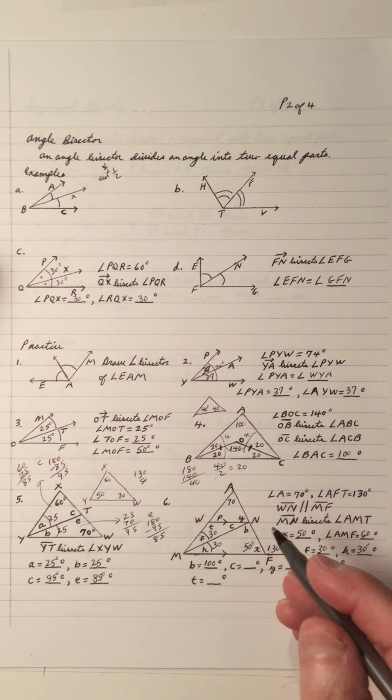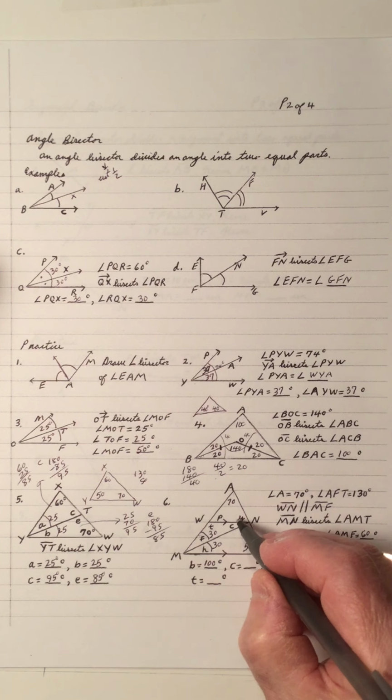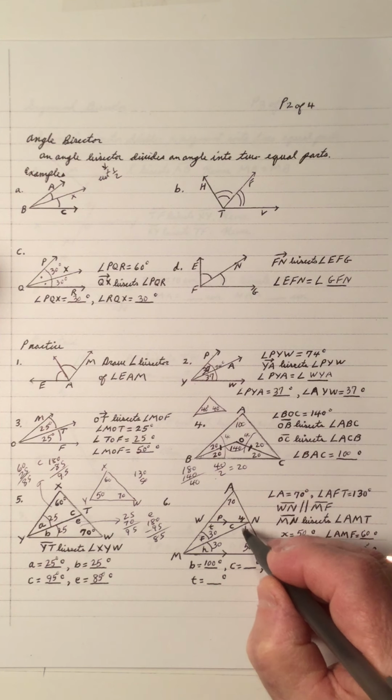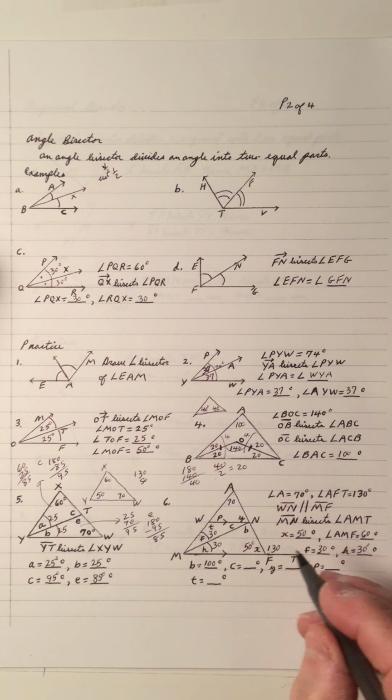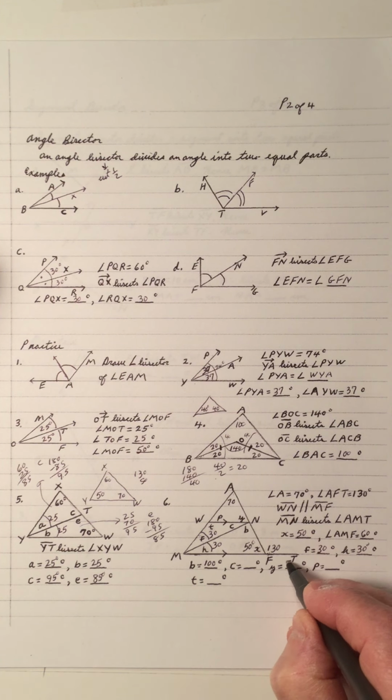Now, what about the parallel lines? What was that given for? Well, with parallel lines, these are corresponding angles on the same side of the transversal. So that means Y and X are equal. So Y is equal to 50.